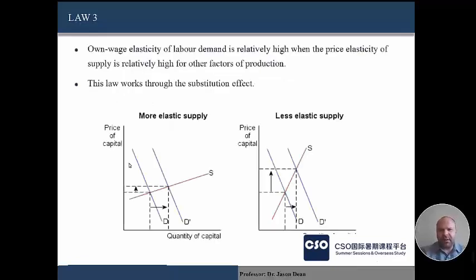Now, the third law is saying that the own wage elasticity of labor demand is relatively high when the price elasticity of supply is relatively high for other factors of production.